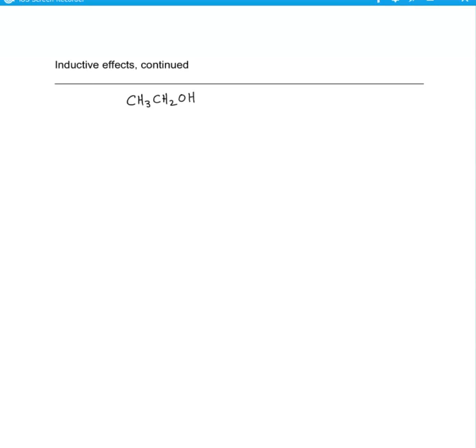So this one, which is ethanol. Ethanol has a pKa of 16. We're going to compare that to this guy. So instead of the methyl group on the left side, we now have a CF3 group, or a trifluoromethyl group. This is called trifluoroethanol, and it has a pKa of 11.3.